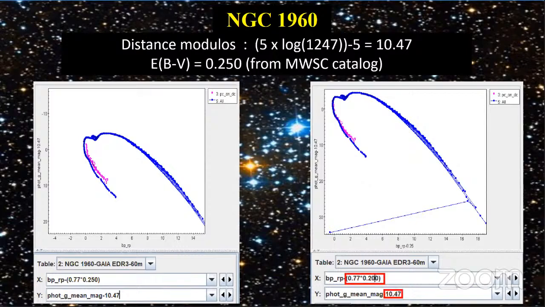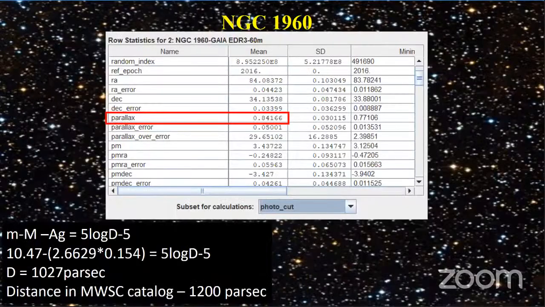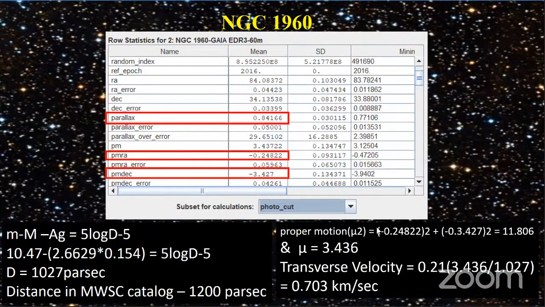So these are the final values I got, and then I calculated the actual distance, which I found to be 1027 parsec. For comparison, the distance in the MWSC catalog is 1200 parsec, which is not bad, near about. Then I went for the proper motion, and calculated the transverse velocity, and found 0.703 kilometer per second for NGC 1960.